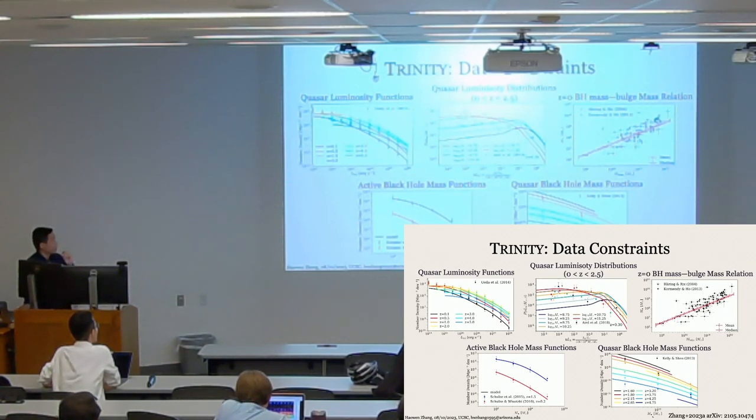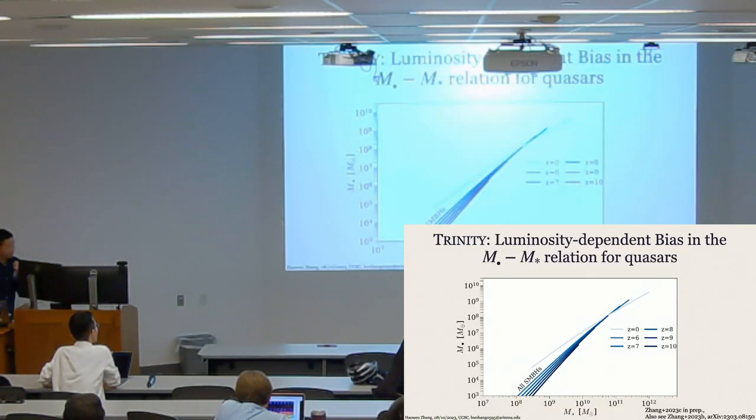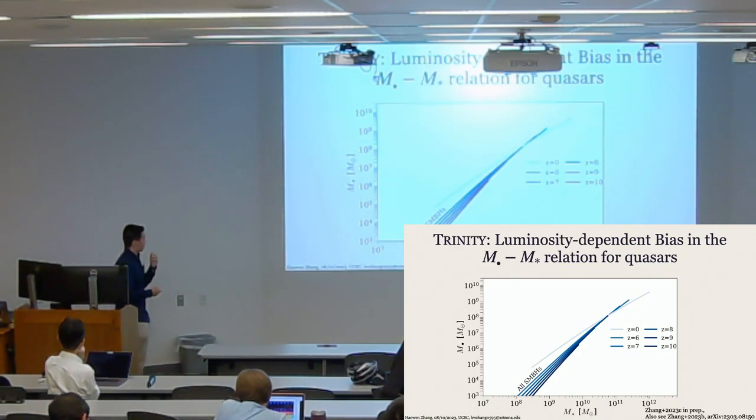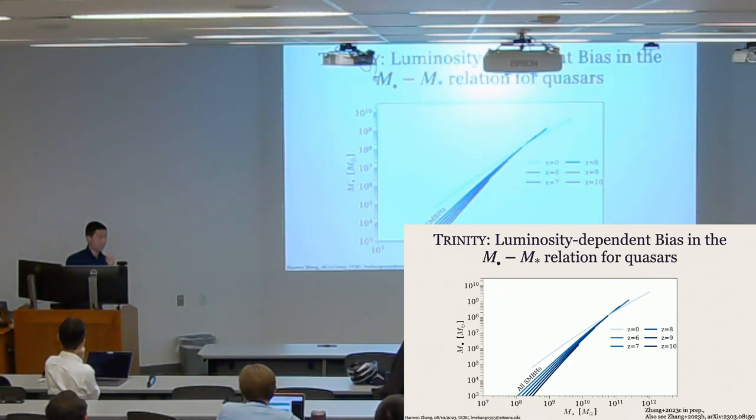Okay, so if we match all these data, we get the following black hole mass versus galaxy mass relation for all the black holes at redshift 0, and then in comparison with at higher redshifts, starting from redshift 6 all the way to redshift 10. So what we can see here is that the scaling relation evolves much more strongly at the low mass end compared to the massive end.